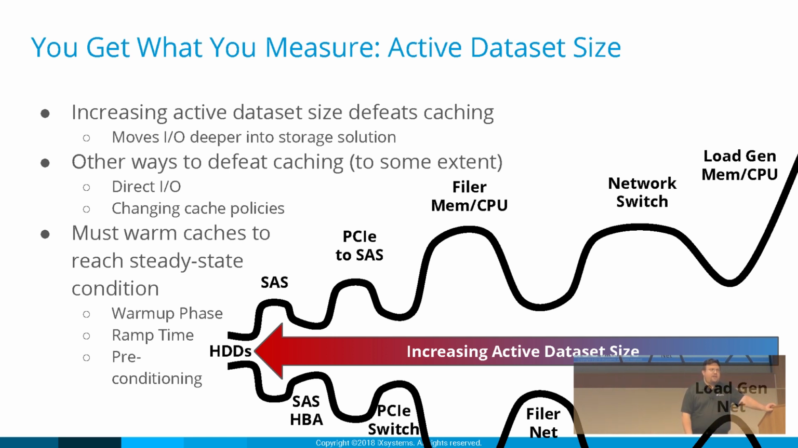Now there are some ways to defeat caching. Direct I/O can bypass most caching most of the time in the load generators. That's one cheat that we use in performance. You can also change your cache policies. Obviously, you can turn off caching for your data set in ZFS. You have to balance whether these are realistic or not, for what you're trying to test.